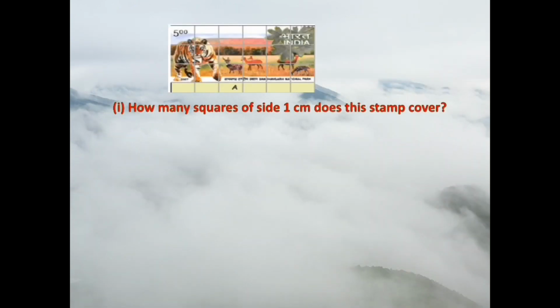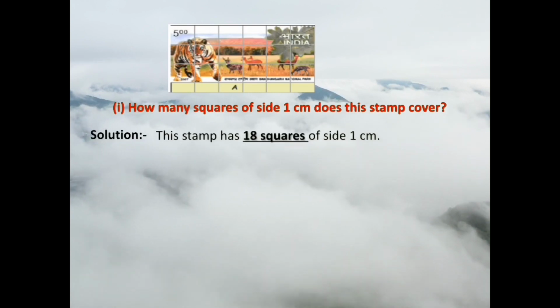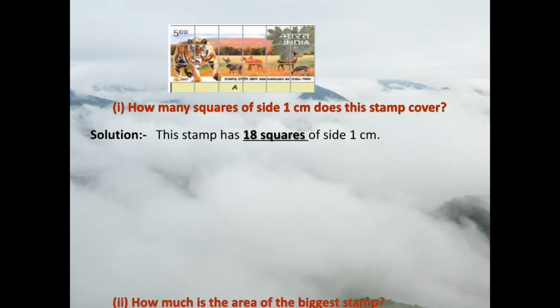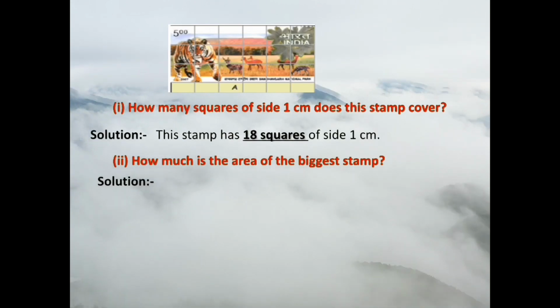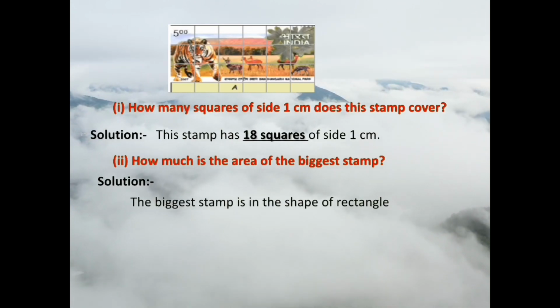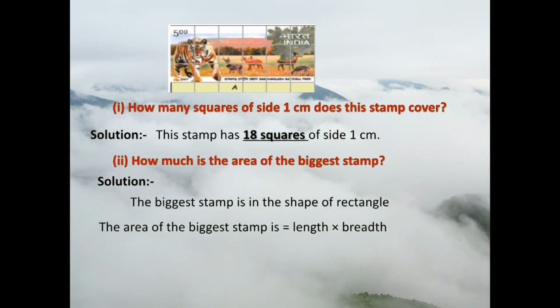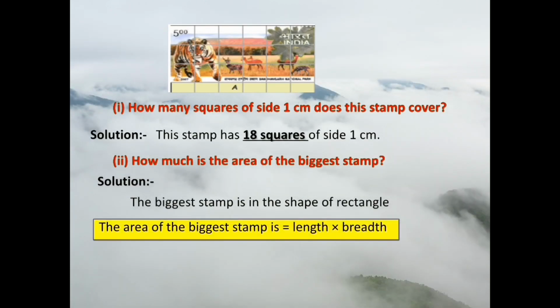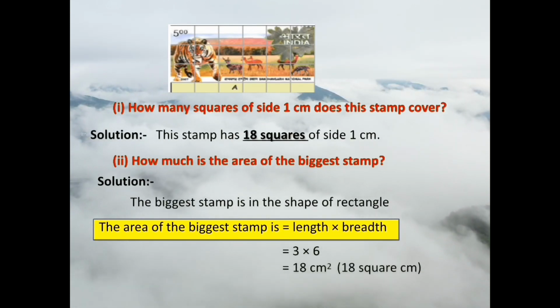How many squares of side 1 centimeter does this stamp cover? This stamp has 18 squares of side 1 centimeter. How much is the area of the biggest stamp? The biggest stamp is in the shape of a rectangle. The area of the biggest stamp is length into breadth. Here 3 into 6 is equal to 18 square centimeter.